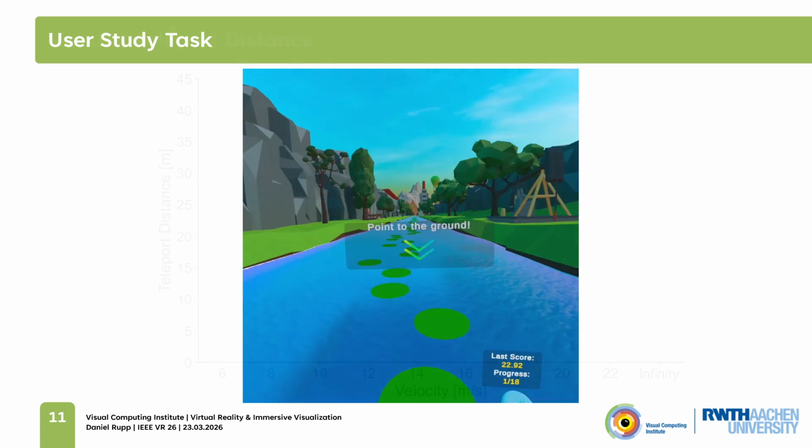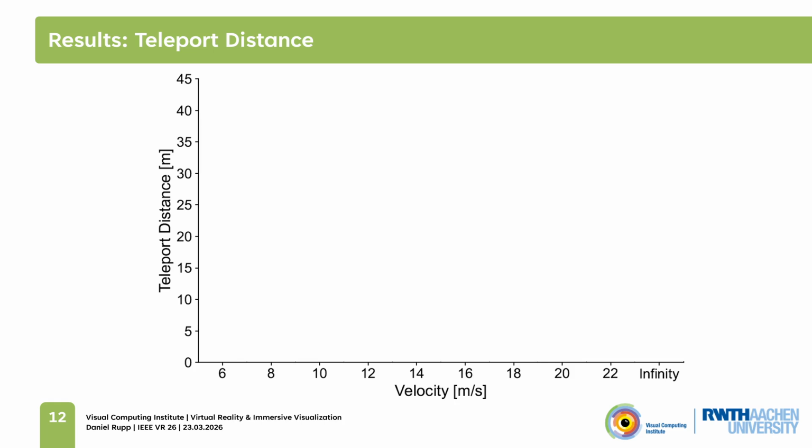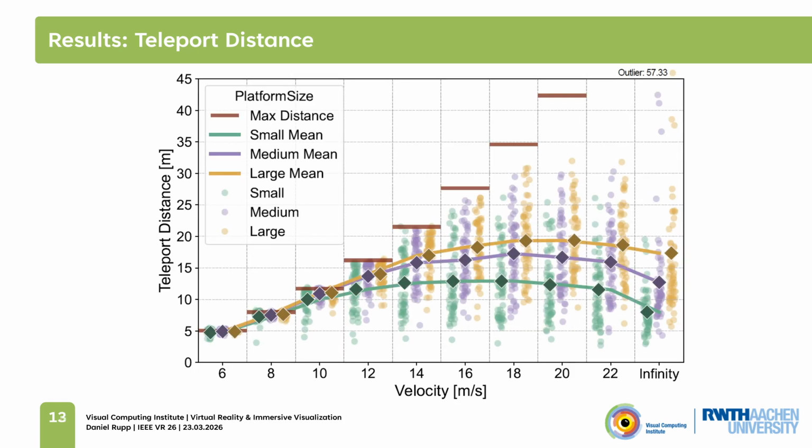Now let's look at the results. First, we want to look at the teleportation distance, which is given in meters on the y-axis, and the x-axis denotes the different velocity conditions. The 3 colored lines correspond to the different platform sizes, showing a significant effect of platform size on teleportation distance. We can also see that although people could teleport farther at higher velocities, the teleportation distance plateaued and decreased again, especially for the straight ray.